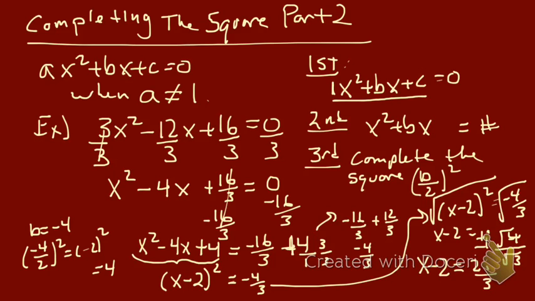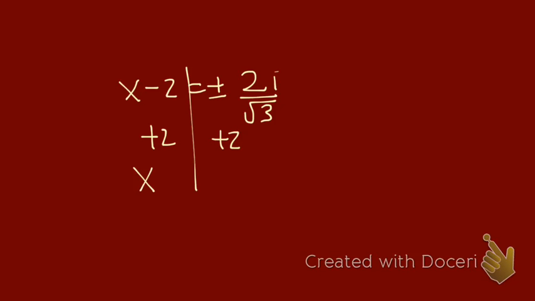So let me see if I can squeeze in a plus or minus there. And I'm totally out of room. I'm going to have to go to the next slide. So I had x minus 2 equals plus or minus 2i over the square root of 3. This is a fun one to simplify. I have to add 2 to both sides. Now I have x by itself equal to 2 plus or minus 2i over the square root of 3.